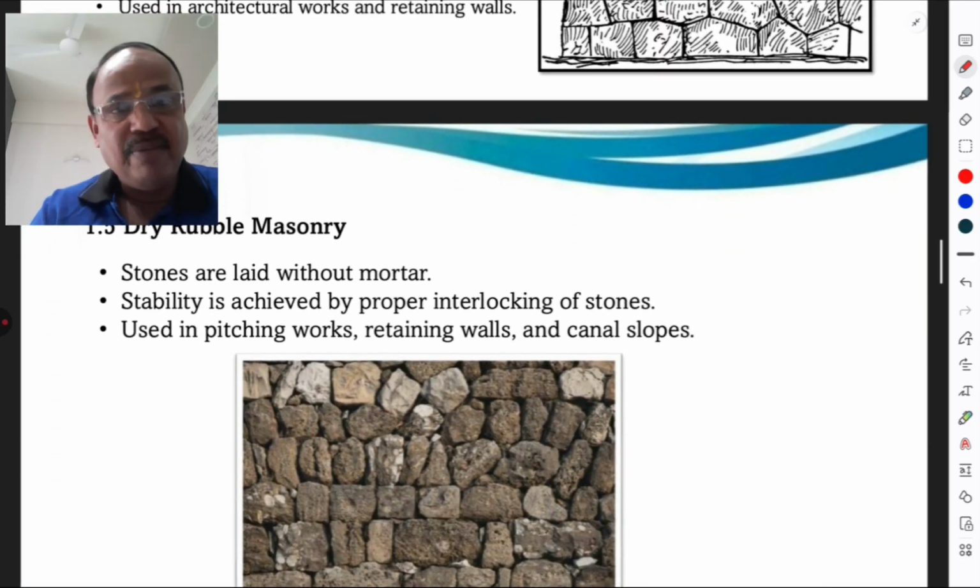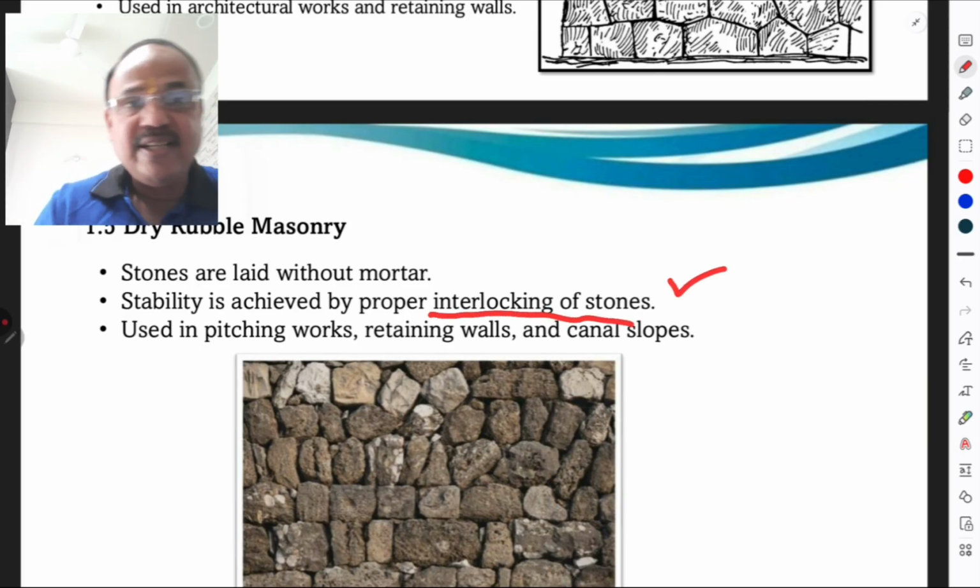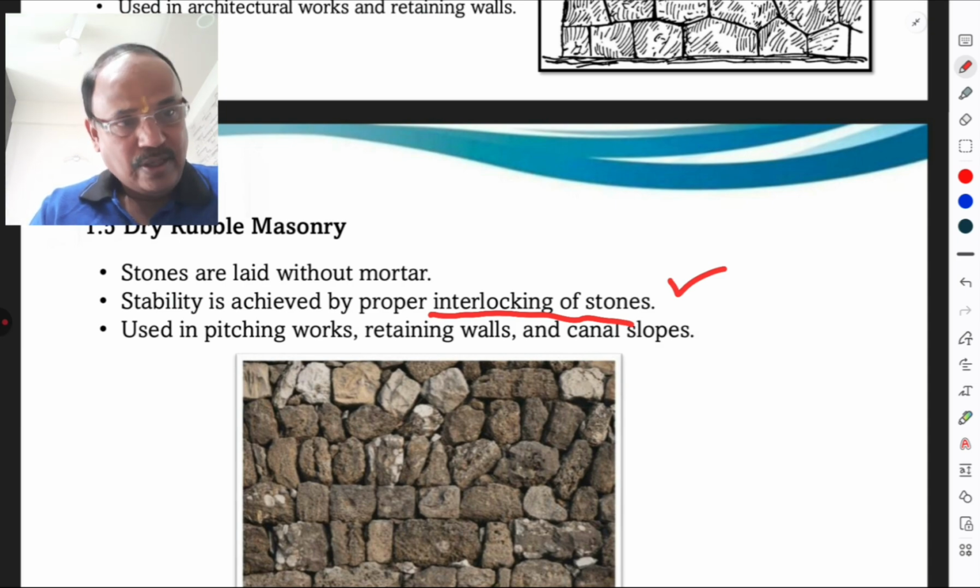Then dry rubble masonry. Stones are laid without mortar. Stability is achieved by proper interlocking of stones. That is very important: stability is achieved by interlocking of stones. Used in pitching works, retaining walls and in canal slopes.